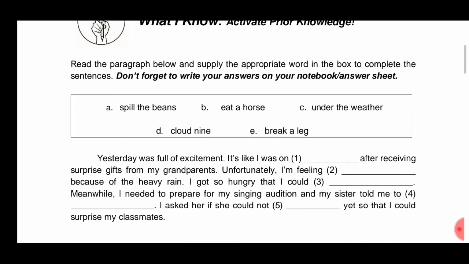Okay, so let's start. Yesterday was full of excitement. It's like I was on blank after receiving surprise gifts from my grandparents. Unfortunately, I'm feeling blank because of the heavy rain. I got so hungry that I could blank. Meanwhile, I needed to prepare for my singing audition and my sister told me to blank. I asked her if she could not blank yet so that I could surprise my classmates. Okay, I'll give you 10 seconds to think of the possible answer.